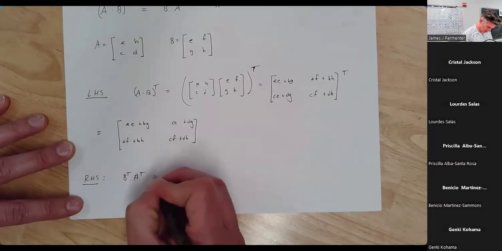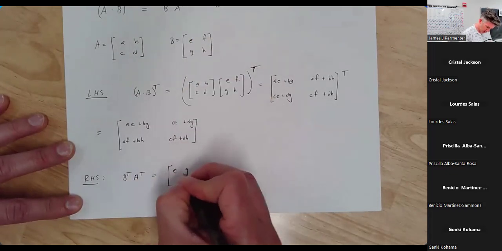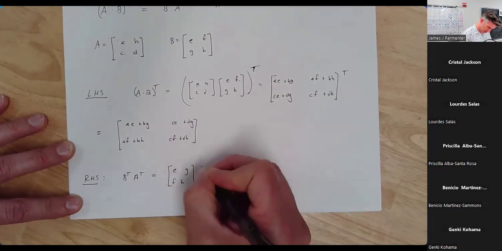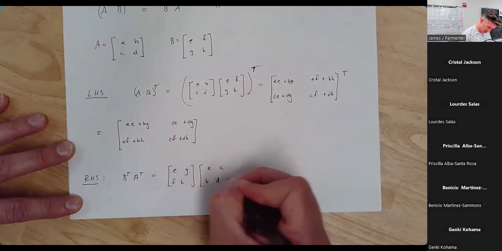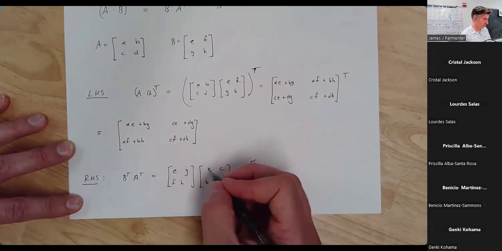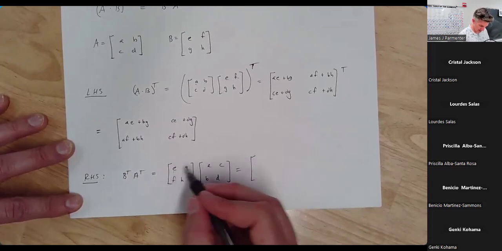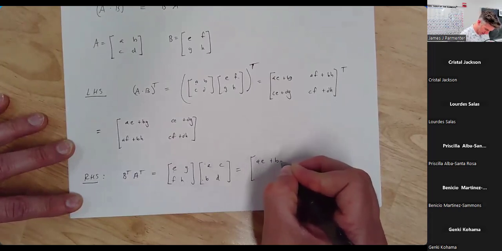So B transpose times A transpose is going to be, B transpose is E, G, F, H. A transpose is A, C, B, D. And then you multiply those together and we get, I'm still going to write it in the right order. So I'm going to do E times A plus G times B, but I'm going to write it as A times E plus B times G.